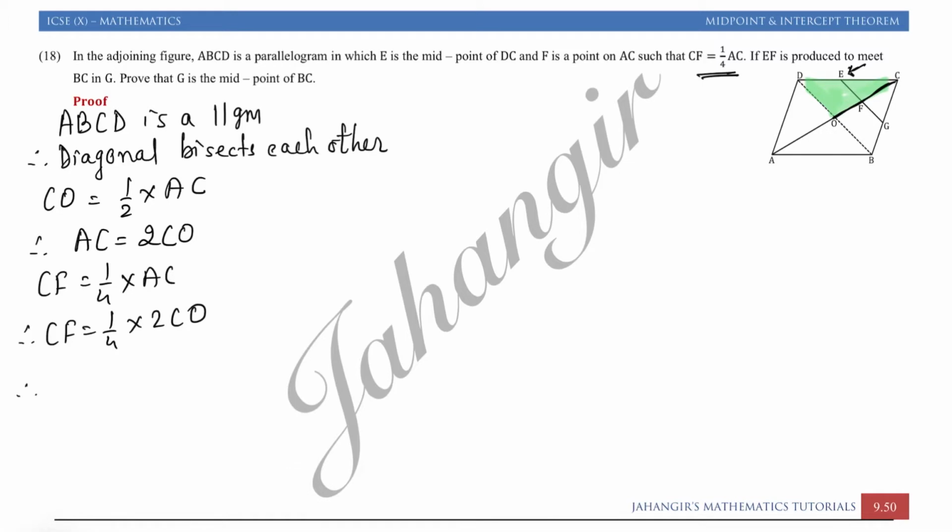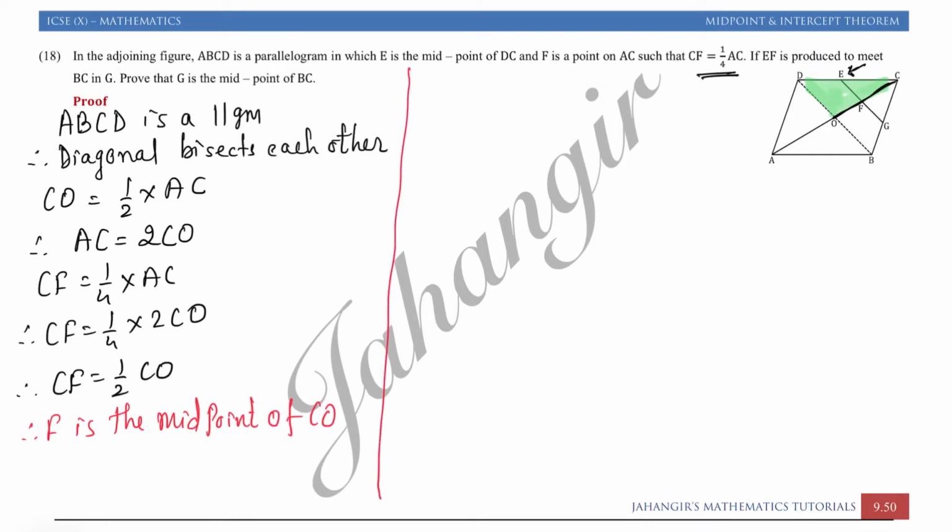So therefore CF is equal to 1/2 CO. CF की value will become 1/2 CO. So what does it mean now? Now F becomes the midpoint. Therefore F is the midpoint of CO. Now we will consider that green triangle in which we have E is the midpoint.